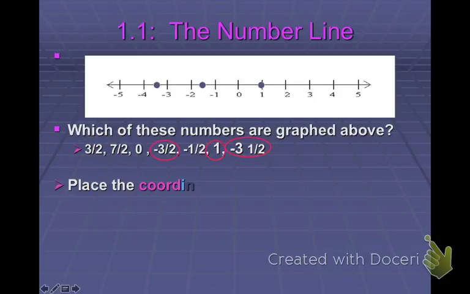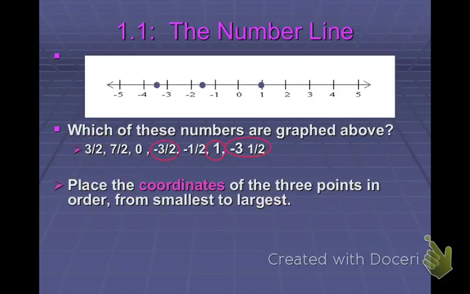So we got here, there. Then it says place coordinates of the 3 points in order from smallest to largest. So what's my smallest point? Of those 3 points that are circled, negative 3 1/2, negative 3/2, and 1, which one's the smallest? Negative 3 1/2, the one that's furthest to the left, right? Okay. What comes next? Negative 3/2, and then 1, right?